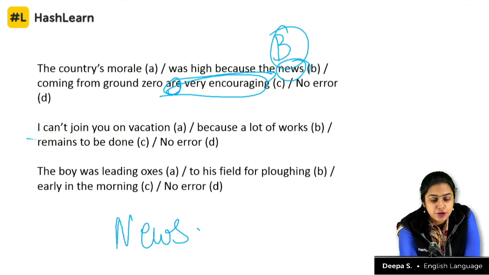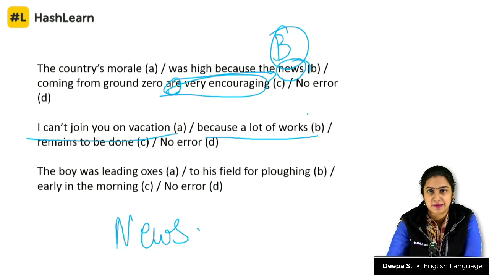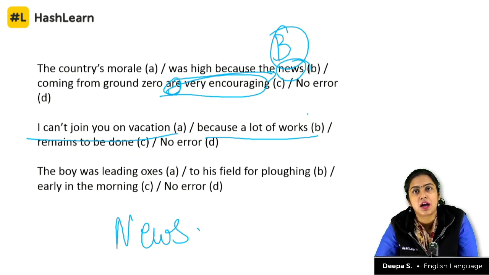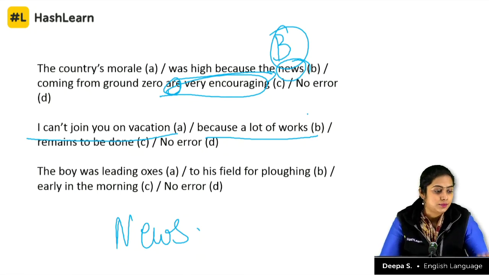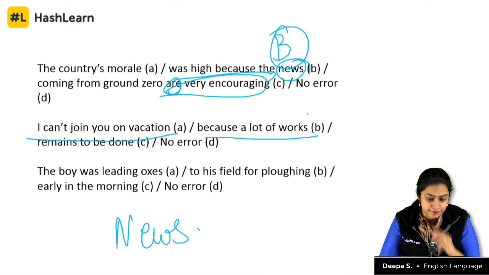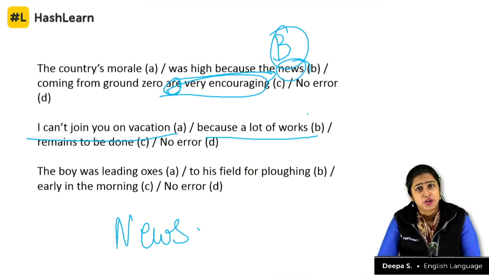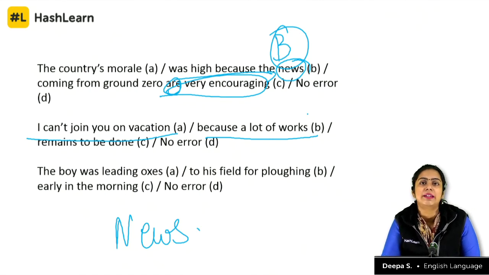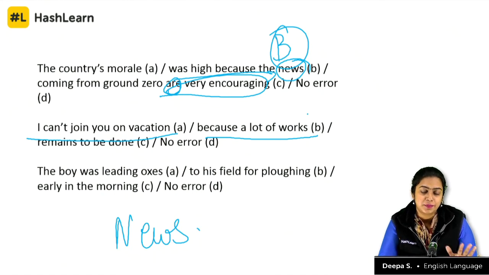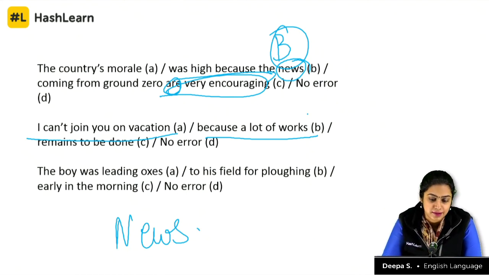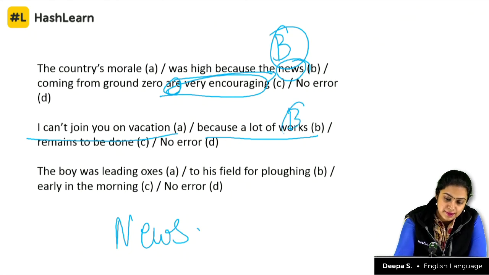Okay, I can't join you on vacation because I have a lot of work, and not works. Work is not countable. Okay, there is a lot of sugar in this coffee. I don't say there is a lot of sugars. Why? Sugar and work are not countable nouns. Okay, so these are always used as singular form nouns, never as plural form nouns. So here B is the answer again.